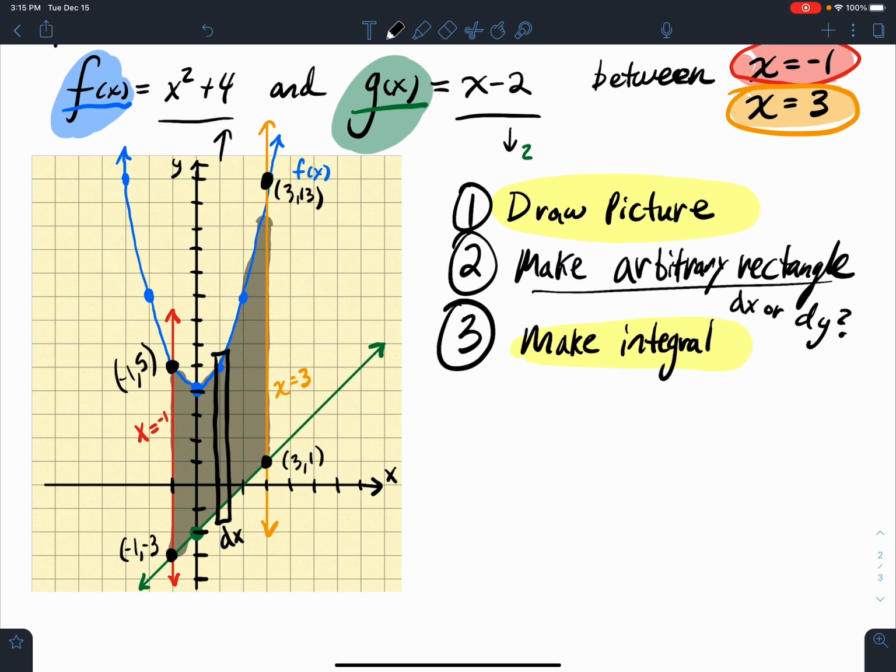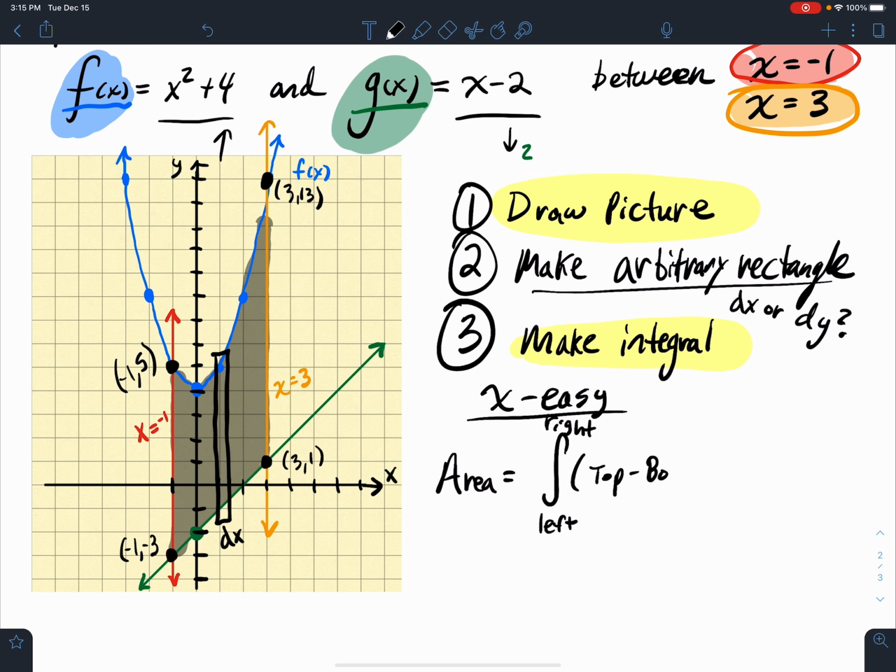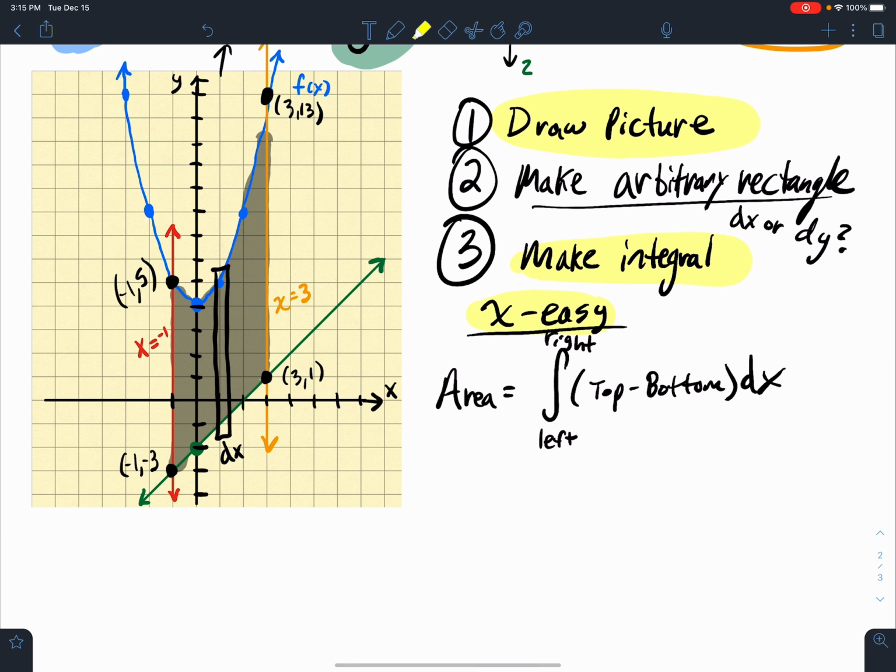it's easy. And if you think about dx, x easy, what does the x easy look like? Remember, the area is equal to what? It's left to right, top minus bottom, dx. That's x easy. So what is this equal to? Integral from left to right. So x equals what value to x equals what value? x equal -1. That's where we start adding our rectangles.